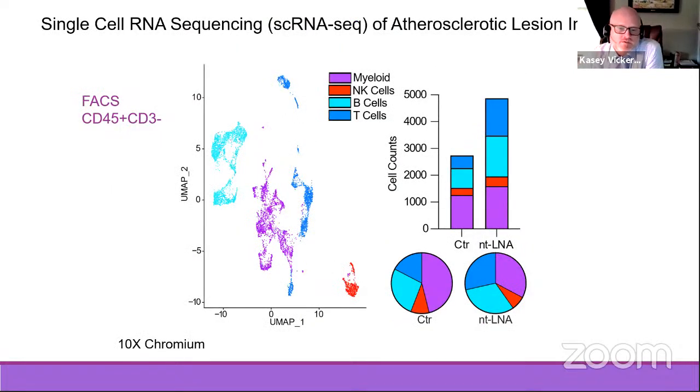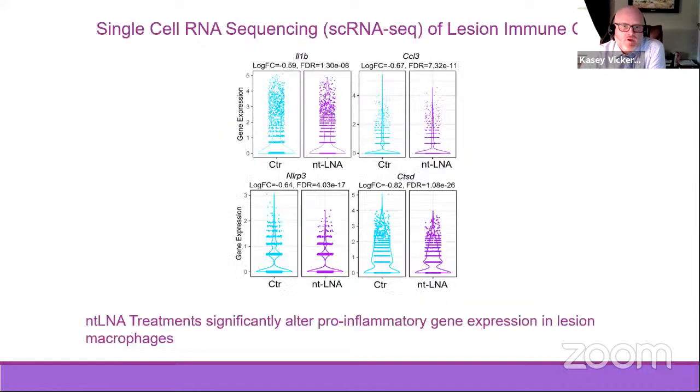So we started doing single cell sequencing, and this has really been great for us to use this tool to ask the question about some of the macrophage phenotypes with this treatment. So this is our cell counts that we're able to get from different pools of mice with our single cell sequencing. We did FACS sorting of the CD45 positive, CD3 negative cells, and we used a 10x system for this.